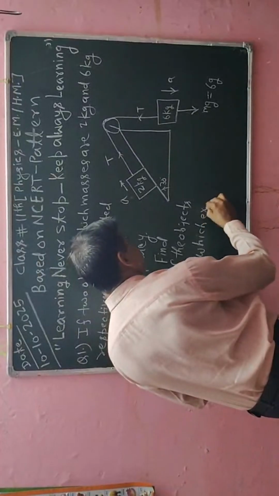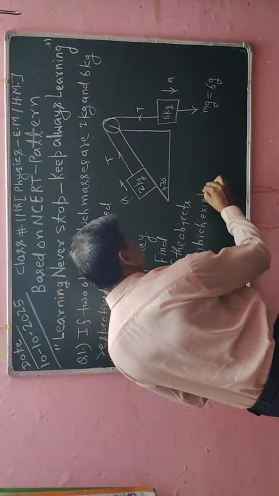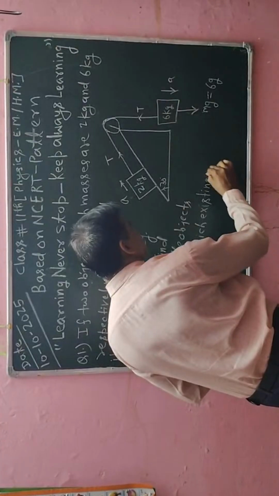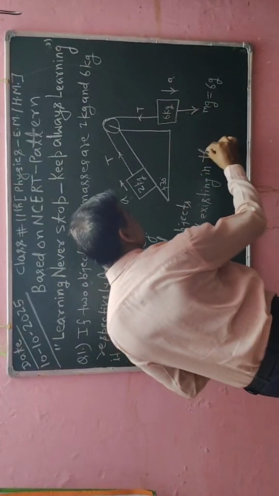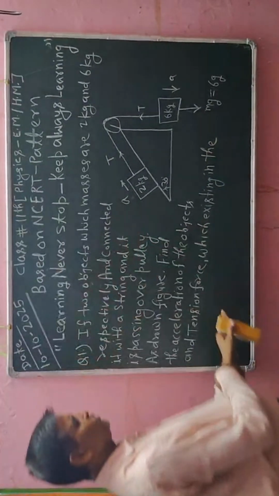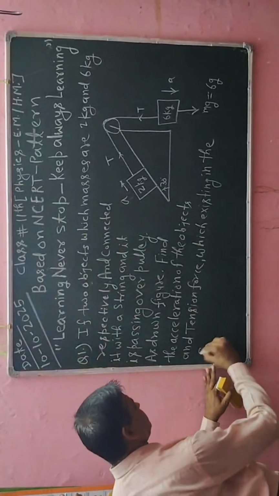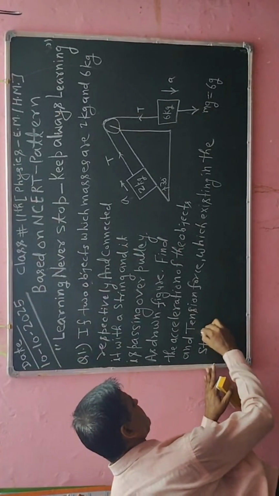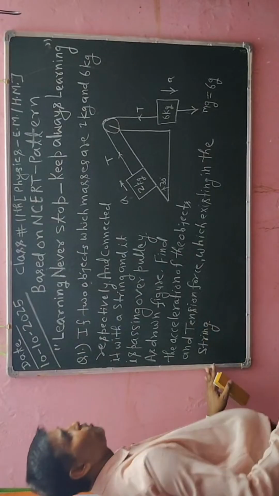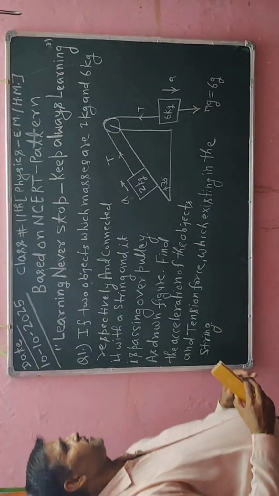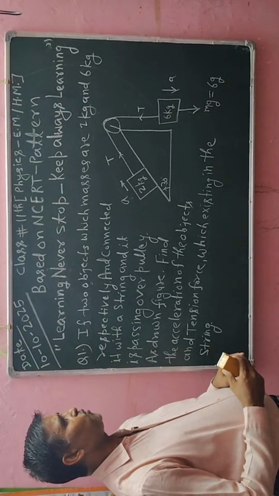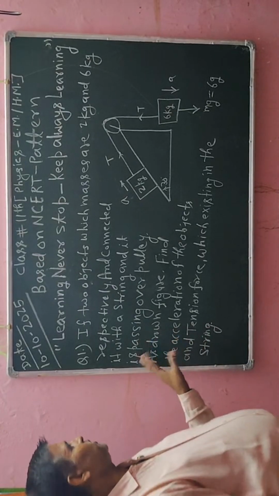Which is existing in the string. Okay students, so this is the required way and you have to follow it positively. Again I am going to explain.